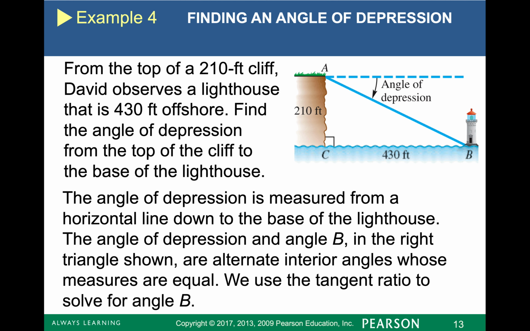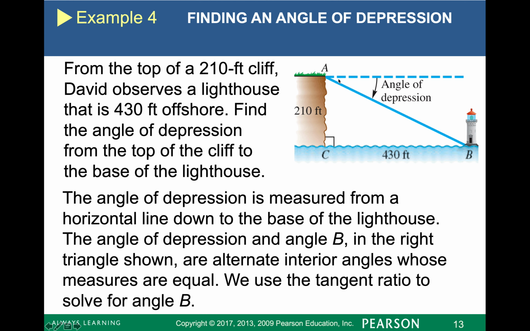If I want to find the angle of depression from the top of the cliff to here, that would be this angle right here. But to find that angle, I've got to find what's going on over here. Now here's an interesting thing. These are two parallel lines, which means that this angle is congruent to angle B. So that's why we're actually talking about angle B when it's inside the triangle and not angle A, because these are alternate interior angles.